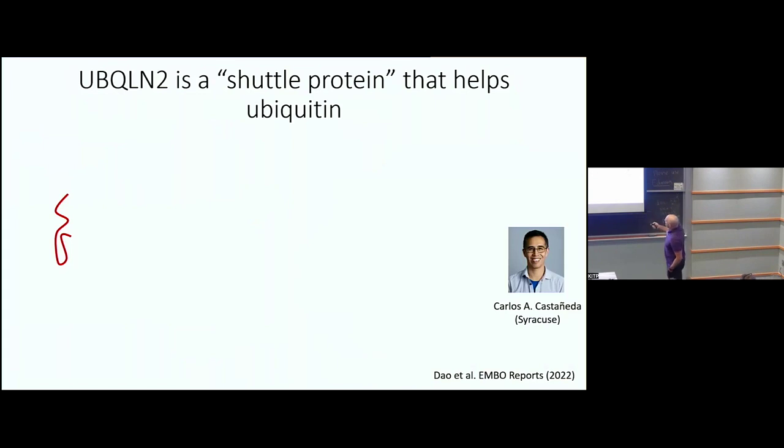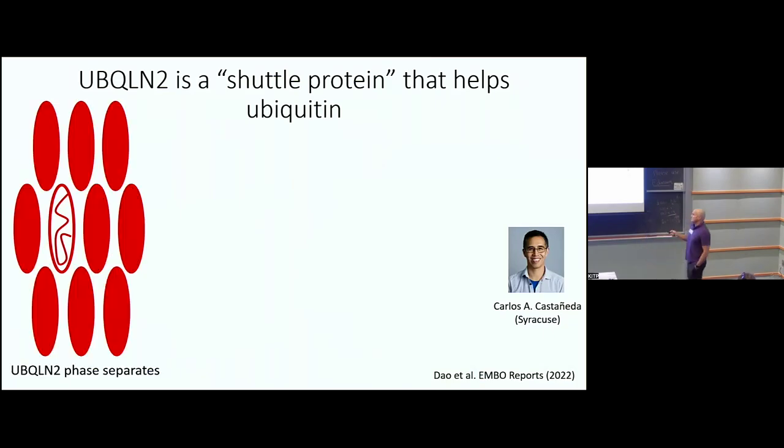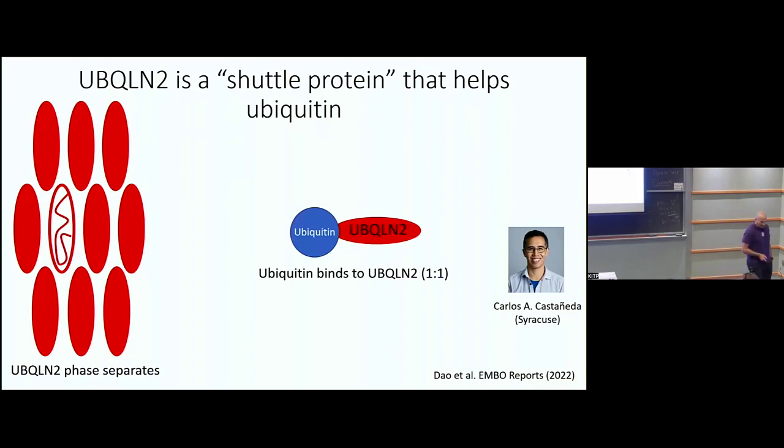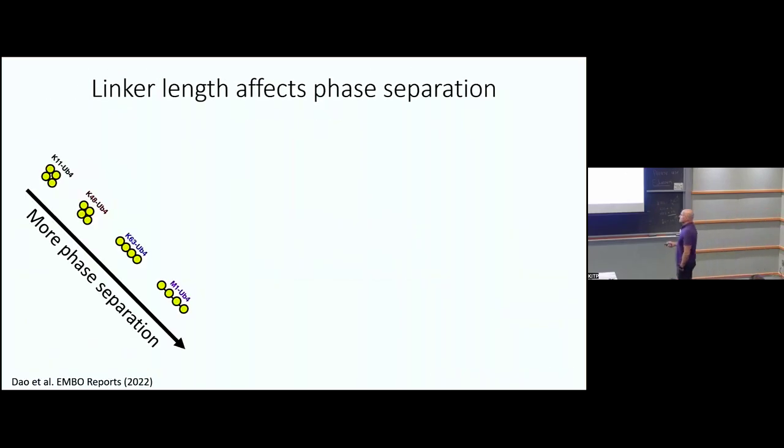He was studying this protein called ubiquilin 2, which is an intrinsically disordered protein as illustrated there, but in all the cartoons I'm going to show you, I illustrate it as a red oval. Now ubiquilin has the ability to phase separate using homotypic interactions by itself, but it also has the ability to bind ubiquitin with a one-to-one stoichiometry. So what Carlos did is he used various polyubiquitin constructs and found that there was this uniform trend that the longer the linkages were between these chains, the more favorable it was for phase separation.